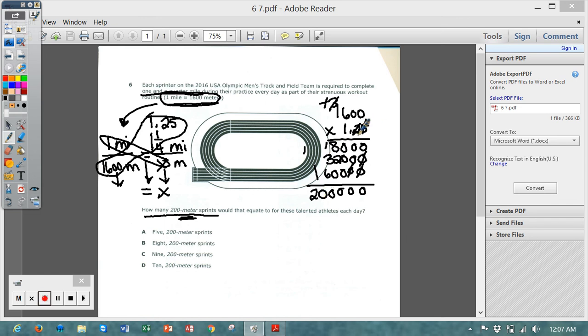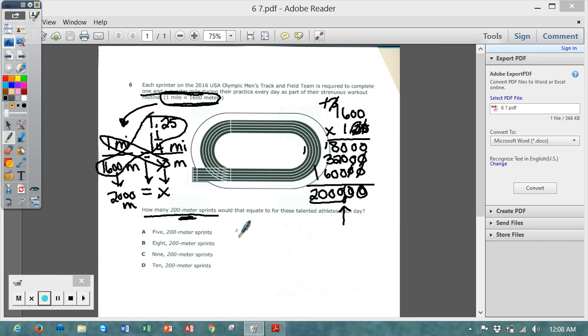Now there are 2 numbers to the right of the decimal. On 2, I have to have 2 numbers to the right of the decimal in the answer, so I have to put my decimal right there. So it's the number 2,000. What I just figured out is that it's 2,000 meters. So they have to run 2,000 meters every day. The question is, how many 200-meter sprints is that?